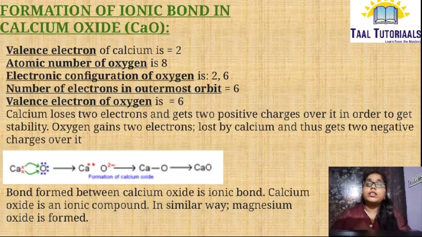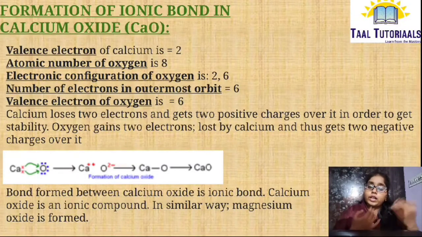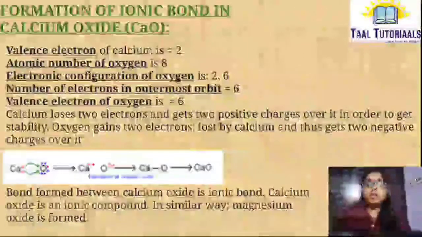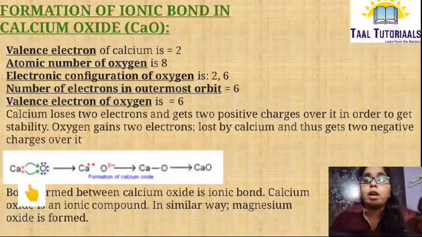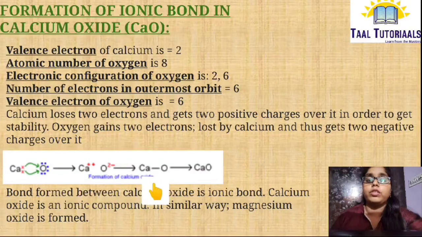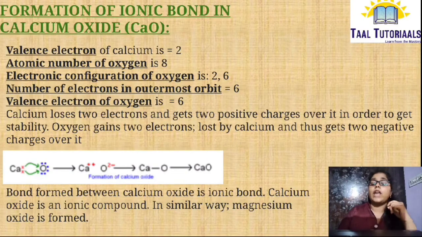So that they can attain the stability. Oxygen gains 2 electrons lost by the calcium and thus gets 2 negative charges. See, oxygen is taking the electrons so it attains negative charges, and the one which is donating gets the positive charge. Here also you can see calcium having 2 valence electrons, it donates to oxygen and there is the formation of calcium oxide. The bond formed between calcium and oxygen is an ionic bond. Calcium oxide is an ionic compound.